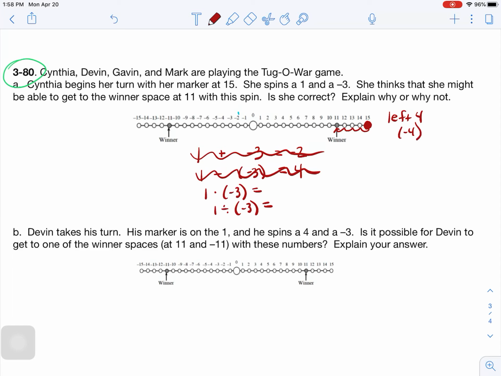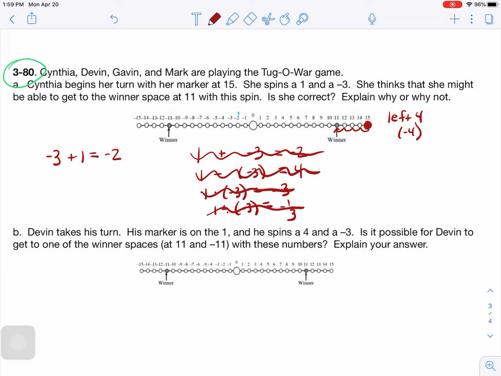For the next one, if I do 1 times -3, I could go to -3, and if I go here, 1 divided by -3 is going to give me -1/3. So you might think, well, she can't win. Nope. Well, don't forget, let's switch the order and see what happens. If I switch the order and say -3 plus 1, is that going to change my answer from the one right next to it? No, that's going to stay the same.